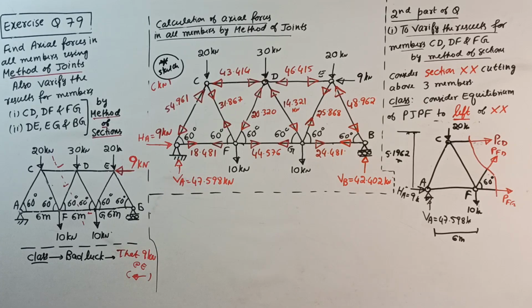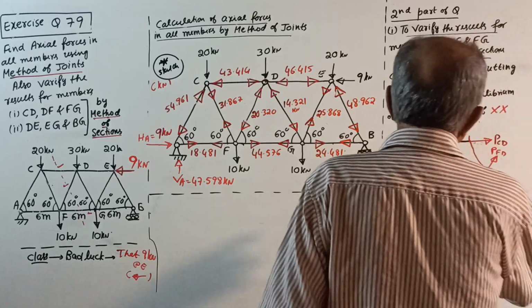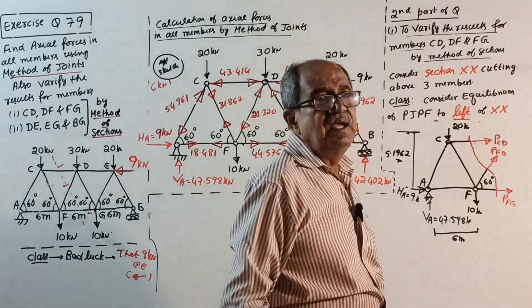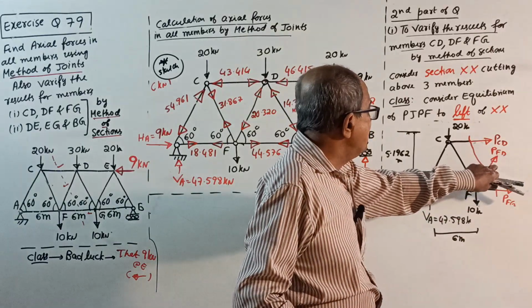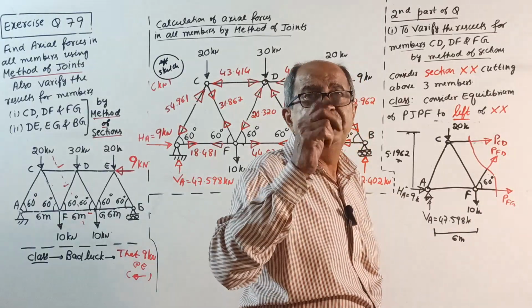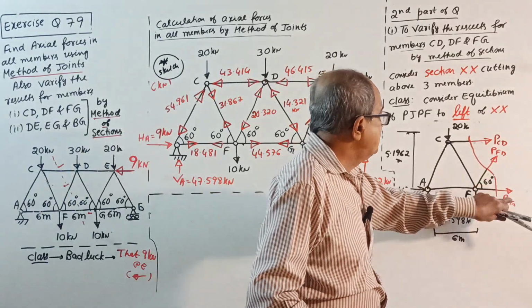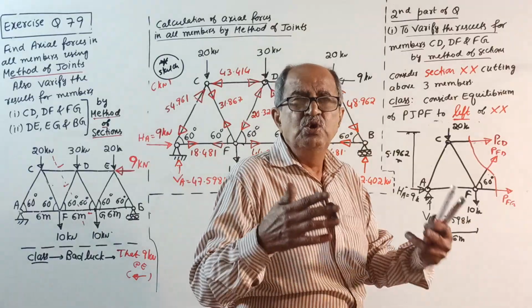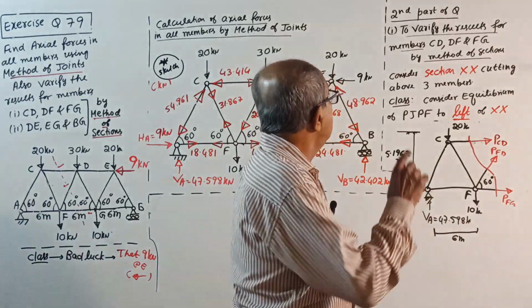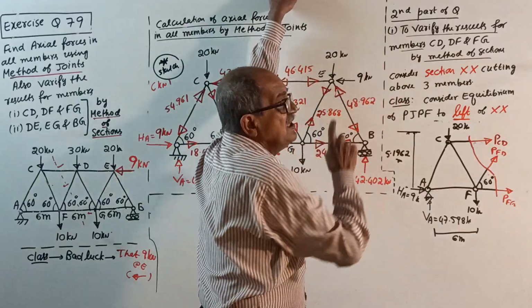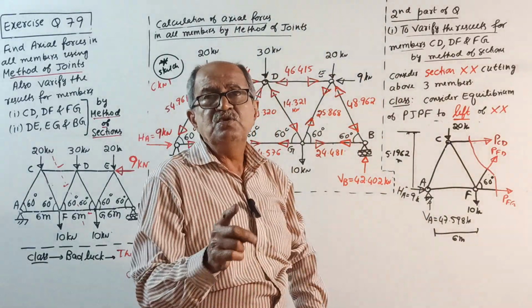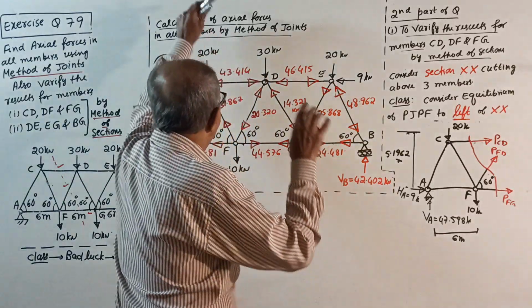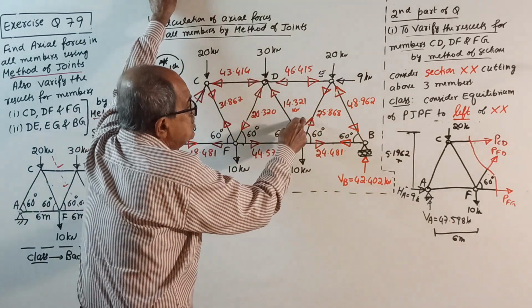Assume, okay. This is what I told you. Because you are not knowing direction, assume away. If you get positive, it means this assumption is correct and the member will be in tension. If you get negative, this assumption is wrong. It will be incoming, and the member will be in compression. So many questions are over. But remember, this question is not an independent question for method of section. You are first asked to solve by method of joints.